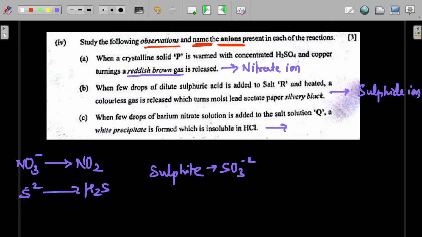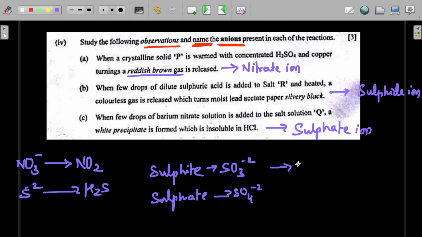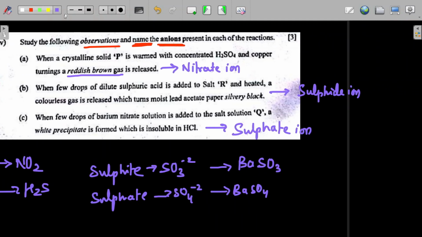It will be sulfate ion. Sulfate. Right. See, I will tell the difference here itself. Sulfate and sulfite with barium: say you take barium nitrate or barium chloride, you will get barium sulfite or barium sulfate. The thing is in the second part. Both of them will form a white precipitate. Even sulfite also gives you a white precipitate.